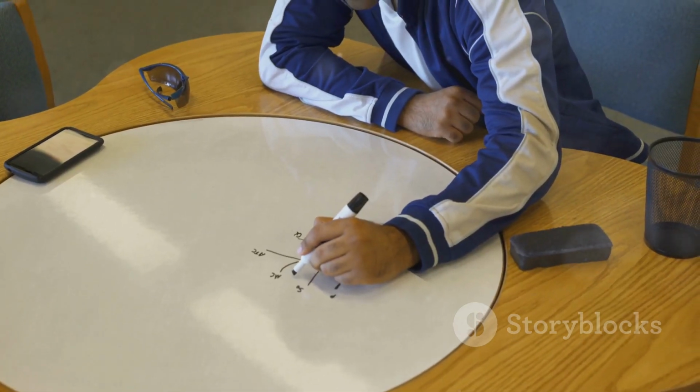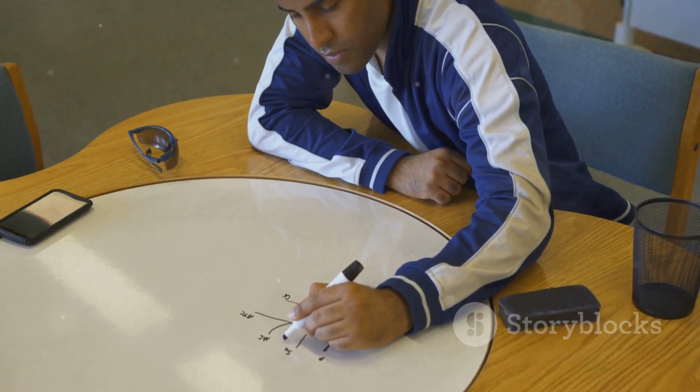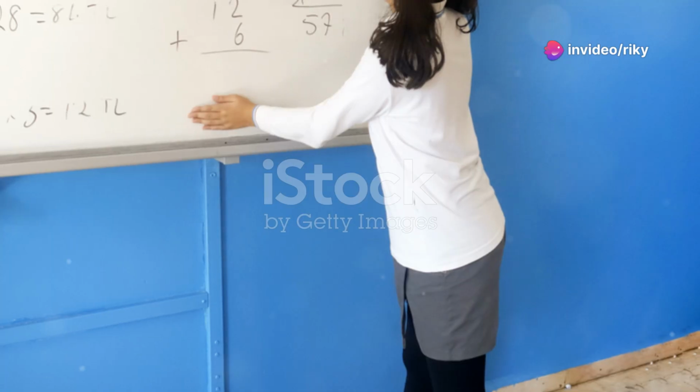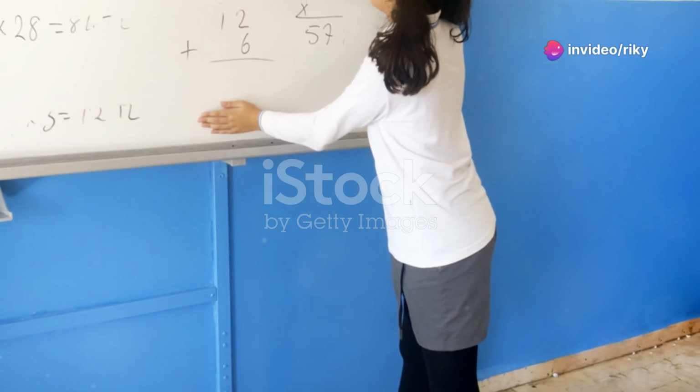These special limits are like familiar faces that we can recognize and work with easily. By memorizing these limits, we can quickly solve a wide range of problems without having to go through lengthy calculations each time.